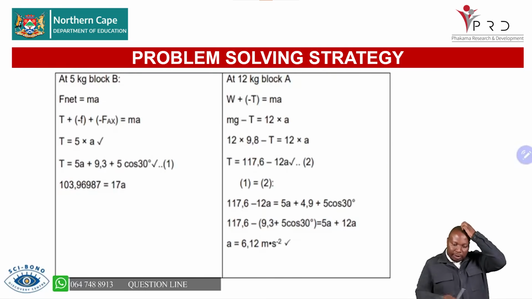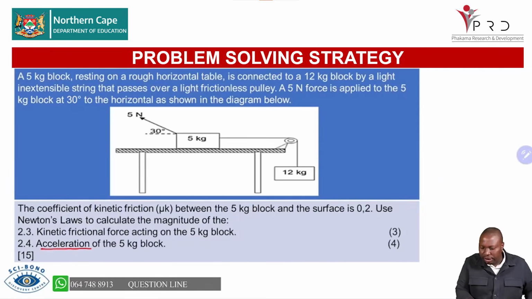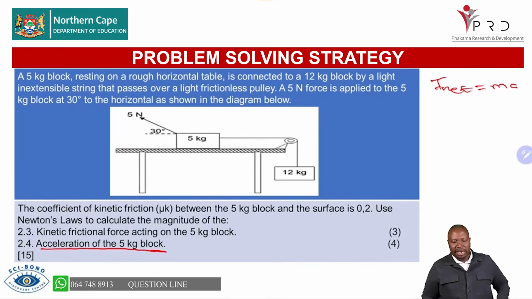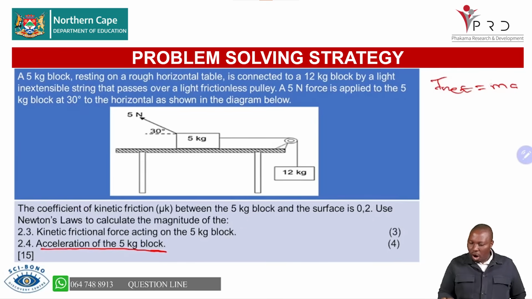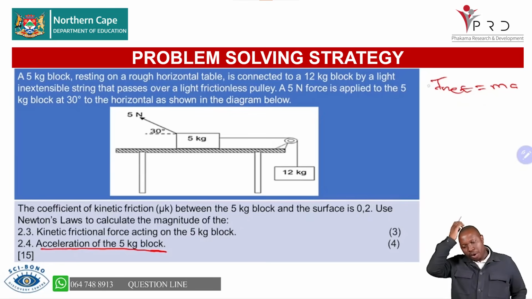When you go to our last question, which is 2.4, it says calculate the acceleration of the 5 kg block. It's very important here. That's when we apply Newton's second law, where F net equals ma. So when we're saying F net equals ma, what are we saying here? We are saying add all the forces that are acting there. They must be equal to ma.